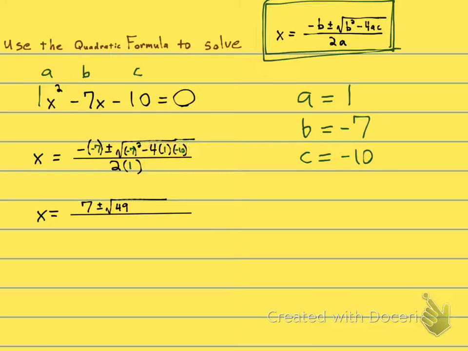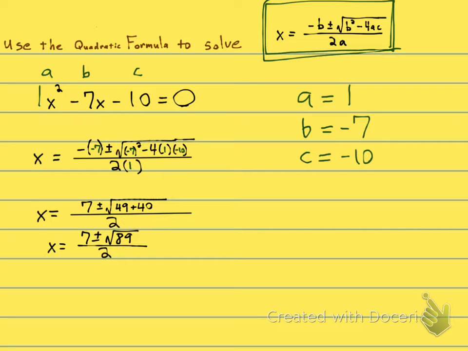So I see a negative and a negative. That's going to give me a plus. 4 times 1 times 10 is 40, all over 2 times 1 is 2. Okay, let's put these two together. 49 plus 40. So x equals 7 plus or minus the square root of 89 over 2.